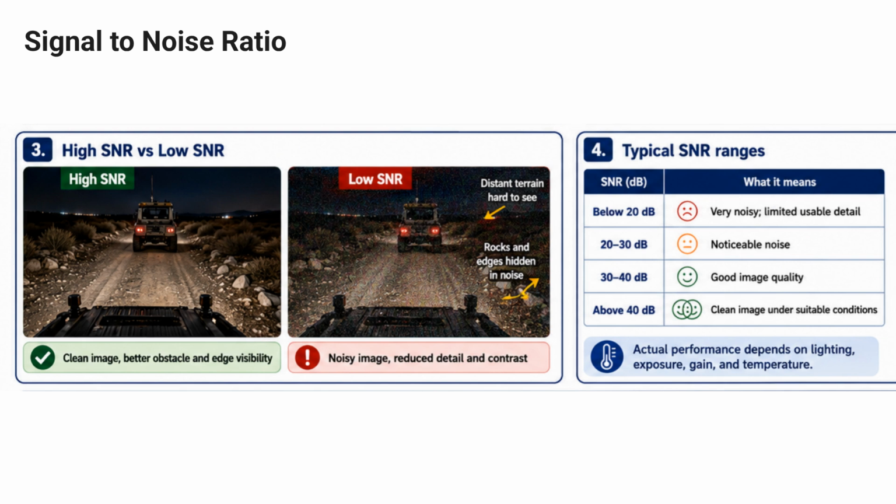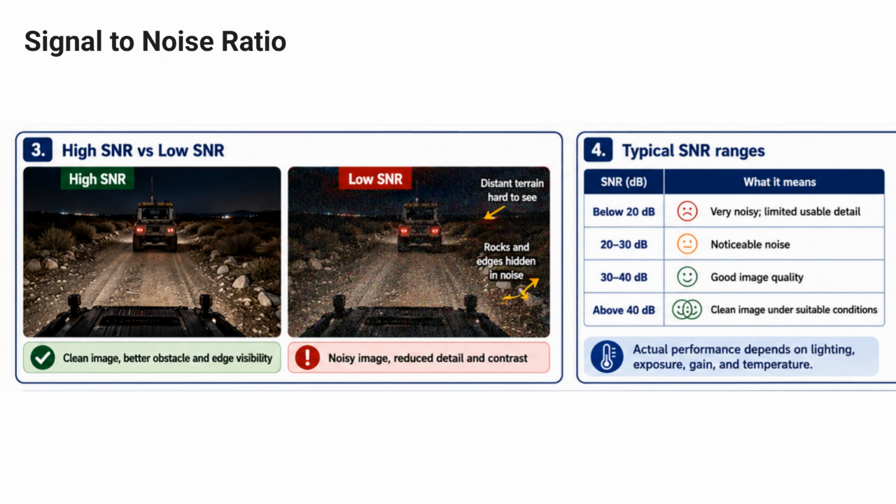Now let us compare high SNR and low SNR. In the high SNR image, the road, rocks, vehicle, and terrain edges remain clear because the useful signal is much stronger than the noise. In the low SNR image, heavy grain hides distant terrain and makes obstacles and edges harder to detect. Typical SNR values help us judge image quality.